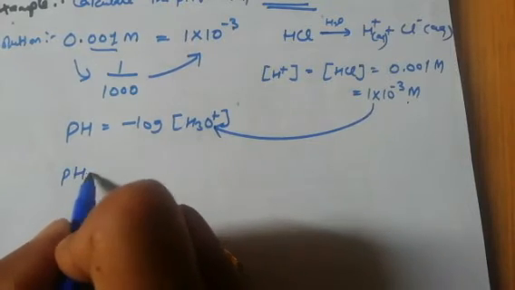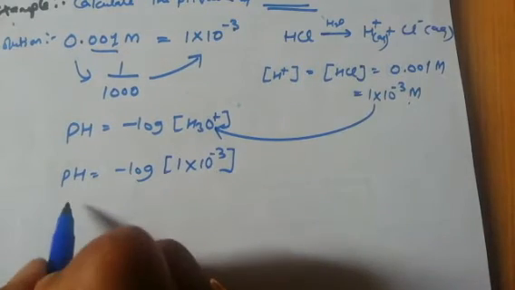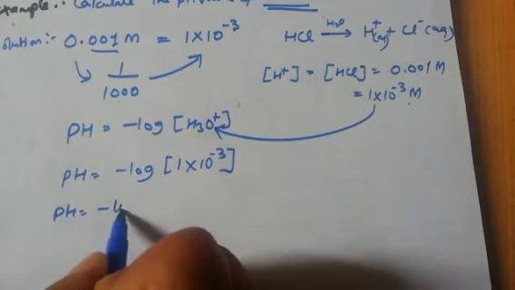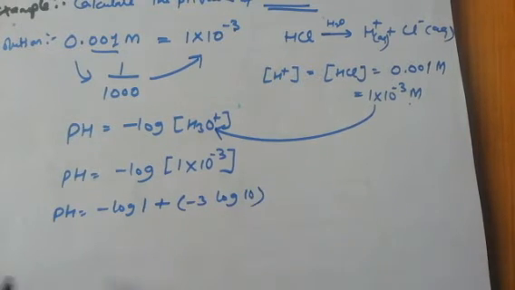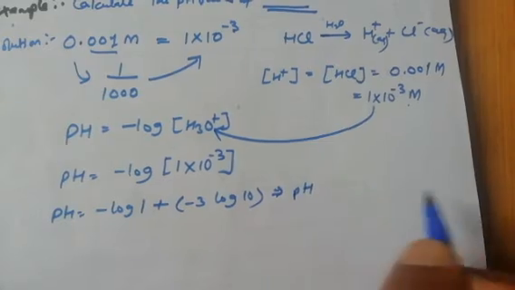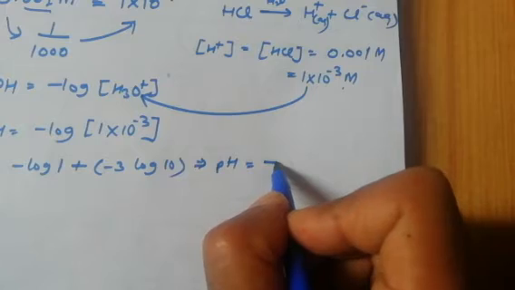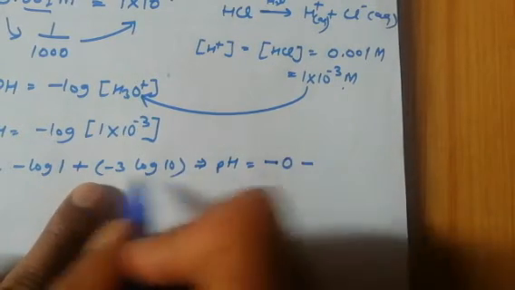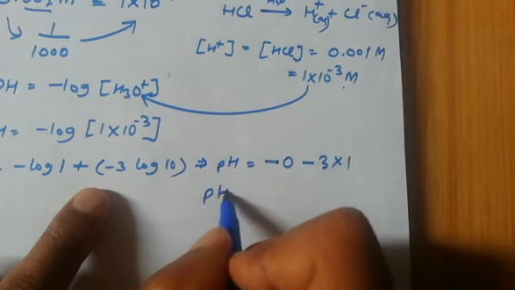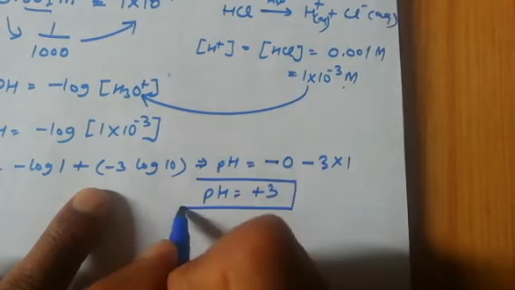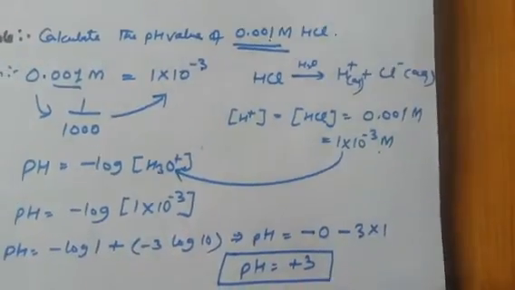Then we calculate: pH is equal to minus log 1 into 10 raised to minus 3. So it becomes pH is equal to minus log 1 plus minus 3 log 10. Log 1 is 0, and log 10 is 1, so the pH value is plus 3. It means that the pH value of HCl in this molarity is 3. Like this way you calculate.